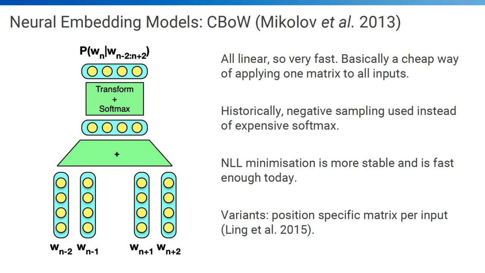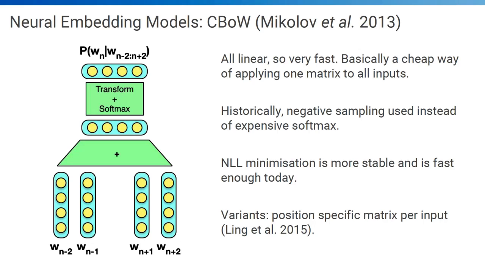So the advantages of this model, in contrast with the Collobert and Weston model that we saw previously, is that everything is linear, it is very fast, and it's basically a very cheap way of applying one matrix to all inputs, but we split it into two matrices and get some efficiency out of summing the embeddings rather than doing that expensive projection matrix a few times.